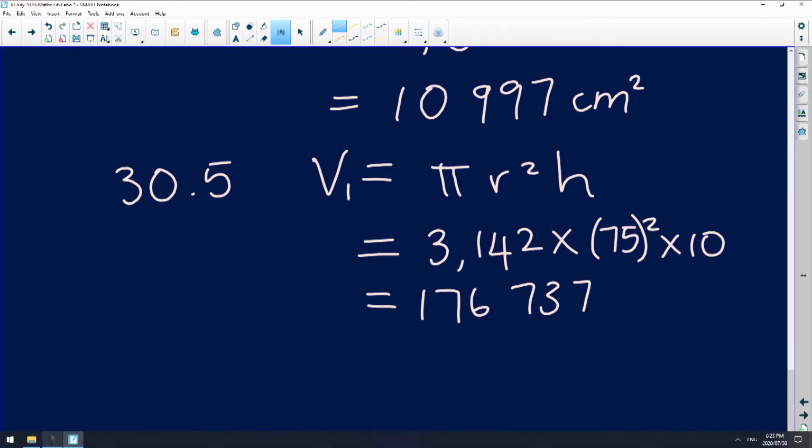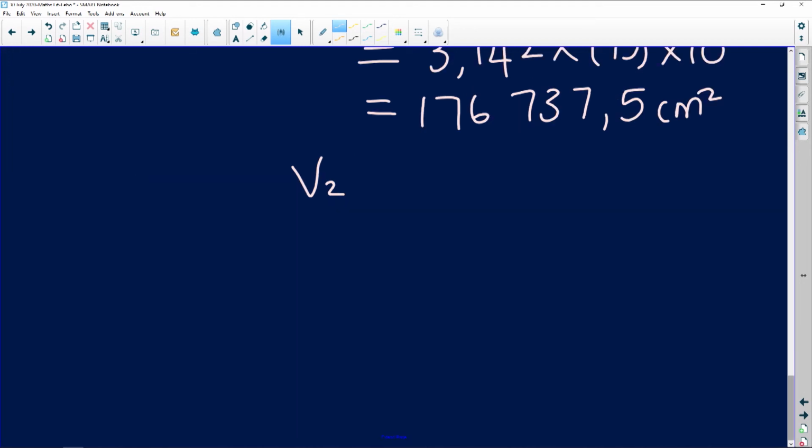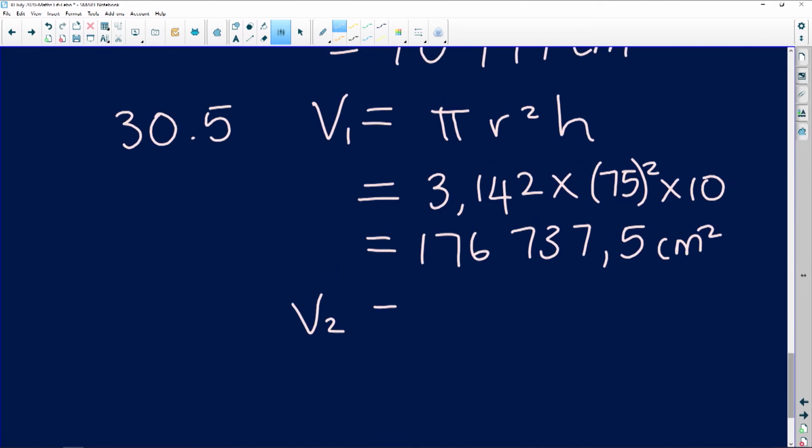Let's now look at the second one. Why is it such a huge number? Because it's volume. In order for us to understand all of this, we need to know what volume is, we need to know what area is, we need to know the difference between the two.